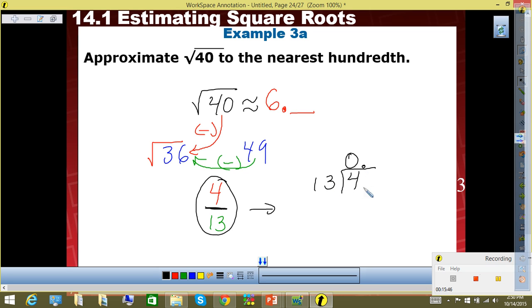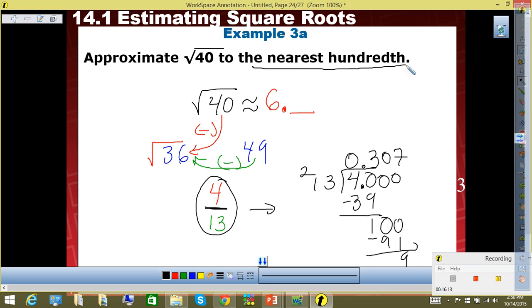13 does not fit in 4. 13 fits in 40 3 times. That's 39. Subtract, that's 1. Does it fit in there? No. Add another 0. 13 fits in there how many times? 7. 7 times 3, that's 21. We got 2. 7 times 1 is 7, plus 2, that's 9, so 91. And we'll stop right there because it says to round to the nearest what? Hundredth is this one. So this 7 makes this a what? A 1. So this becomes 6.31. Copy that, please.